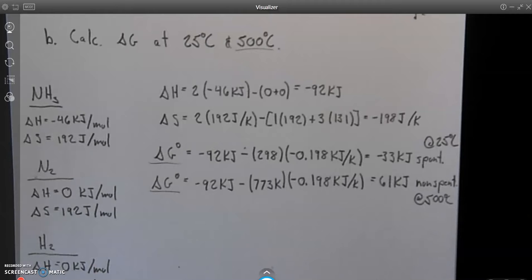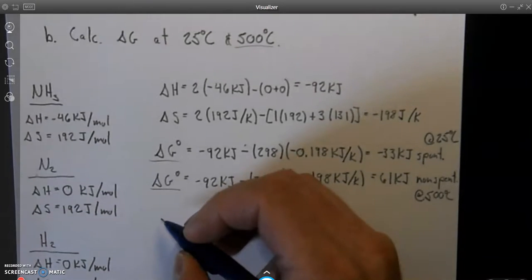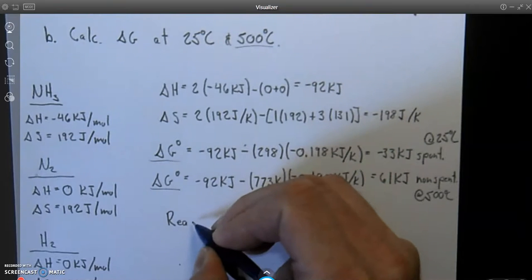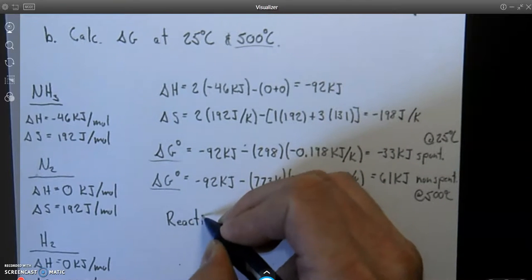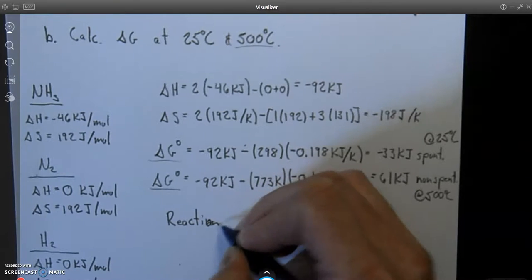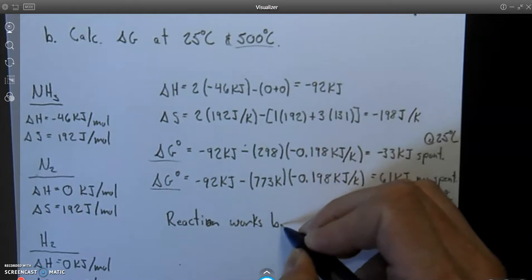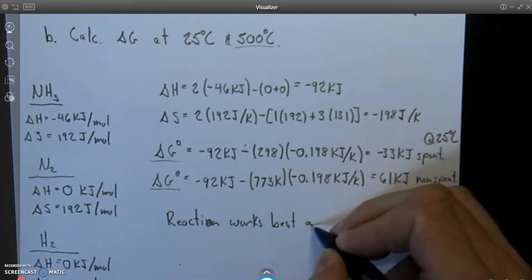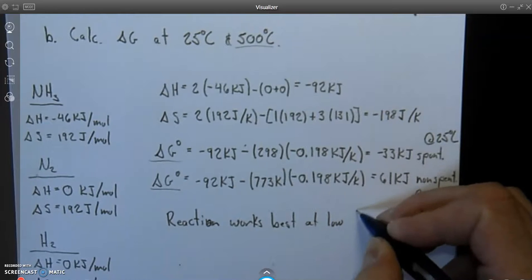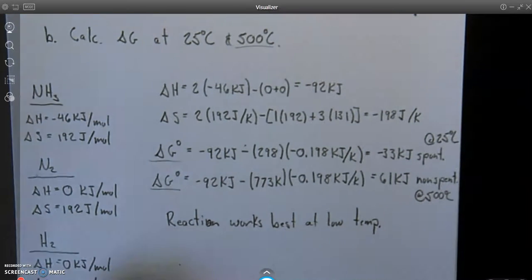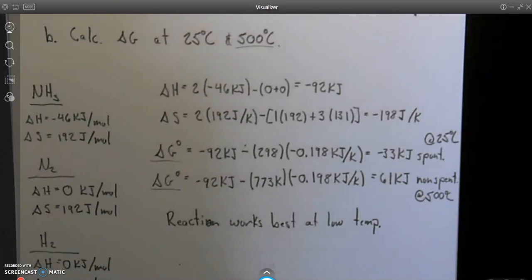All right, interesting. So we can take a look and come with a final statement on this one as far as what's going on with this reaction. Well, this reaction works best at low temps. All right, there we have it. Let's take a look at another one.